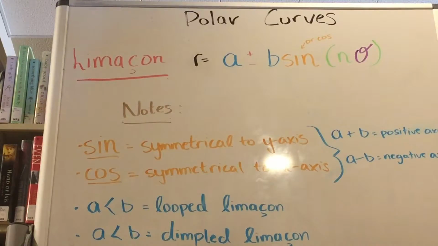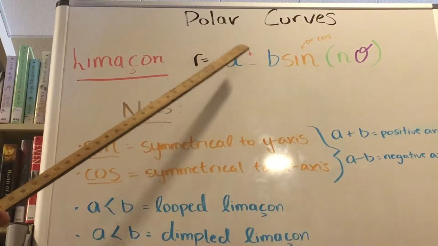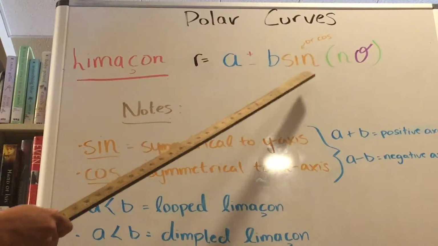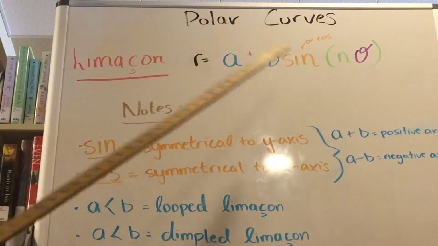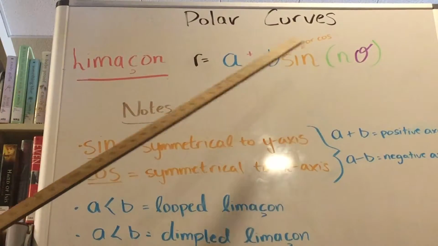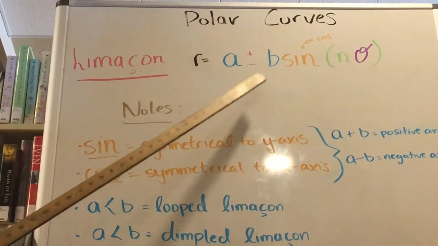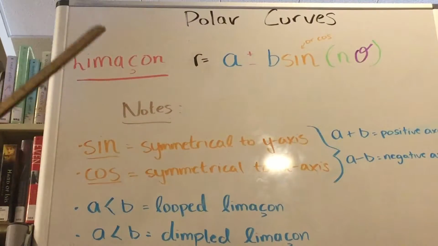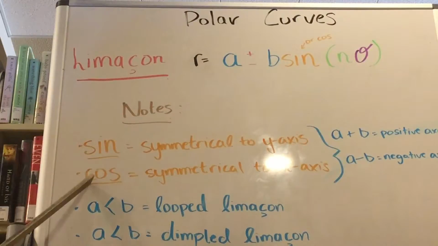Okay, now let's talk about the limaçon polar curves. So the equation for the limaçon polar curves is r equals a plus or minus b sine or cosine n theta. In this case, the n doesn't really matter. So let's look at the other components of this equation that we can maybe predict in our limaçon polar curves. For one, sine and cosine make a difference.